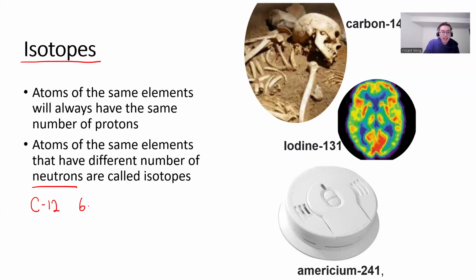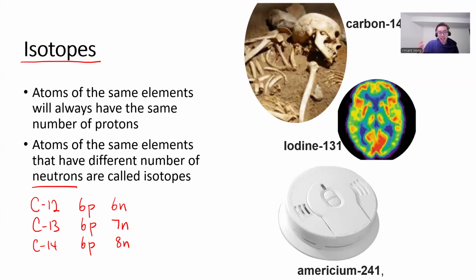Carbon 12 has 6 protons and 6 neutrons. Don't worry about how you know. Like I said, you will learn it in chemistry. Carbon 13 also has 6 protons. Remember, protons do not change, but it has 7 neutrons. It's heavier. And then there is also carbon 14, which is 6 protons and 8 neutrons. So they all have the same number of protons, but they might be heavier because of extra neutrons.